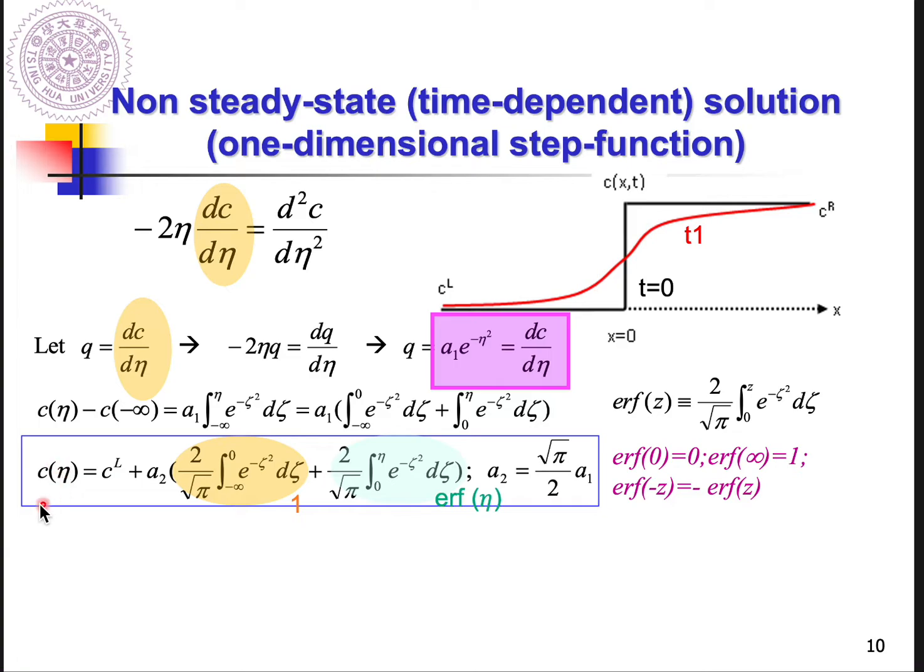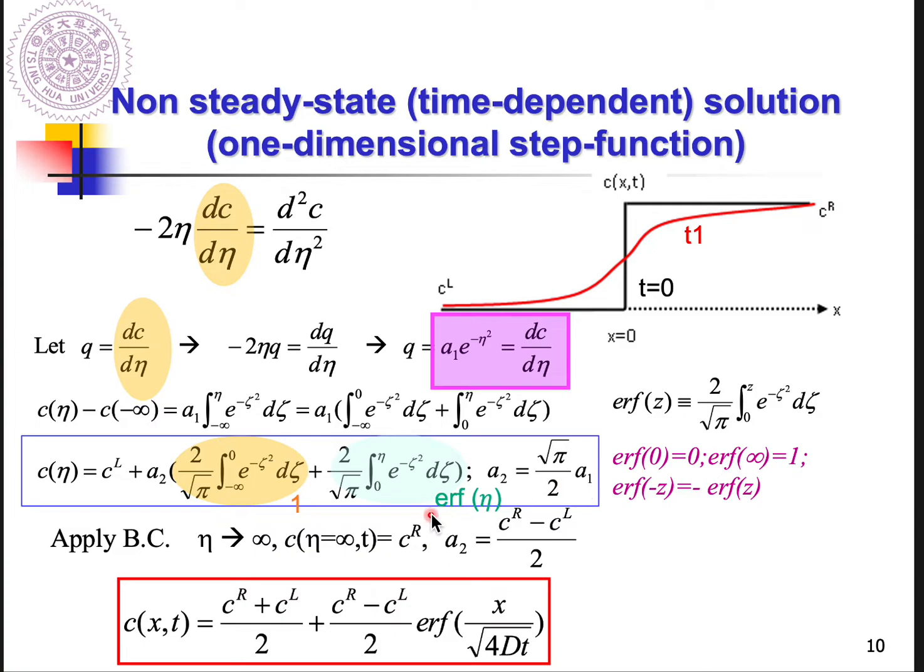Okay, so you have successfully simplified this equation. The only unknown parameter would be A2, but if you substitute A2 here, the unknown parameter is A1. So the next step is to get the value for A1. We are going to use a boundary condition. We already used a boundary condition for CL, and the other boundary condition is when iota approaches infinity, the concentration equals CR. So you put this information in here.